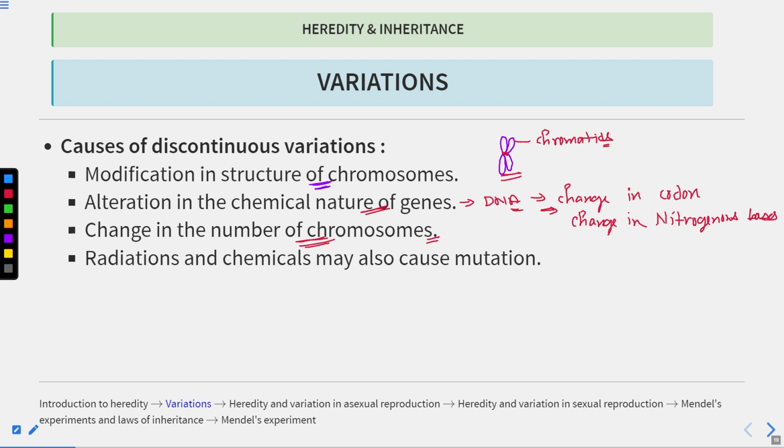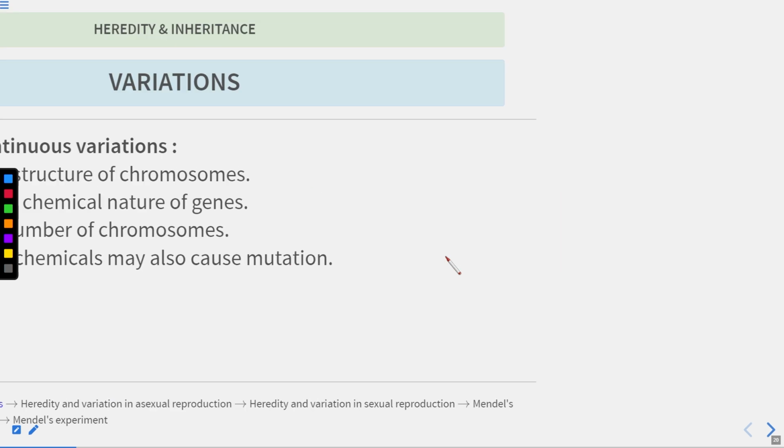Next is the radiations and the chemicals. They may also cause the mutations. Clear? There are a lot of radiations such as UV radiations and X-rays. And there are a lot of chemicals that cause the mutation; these are known as mutagens. Clear? So these are the causes of the discontinuous variations.